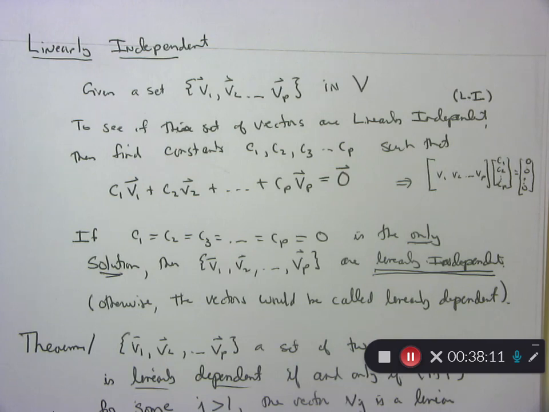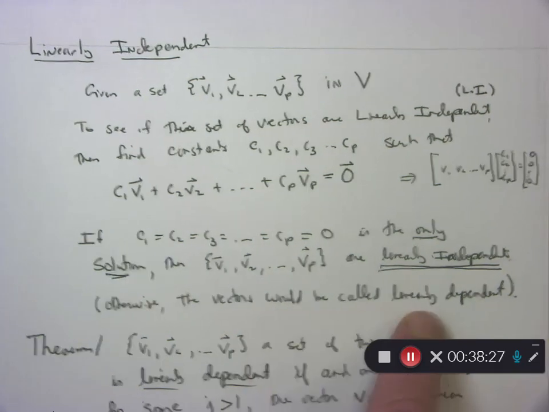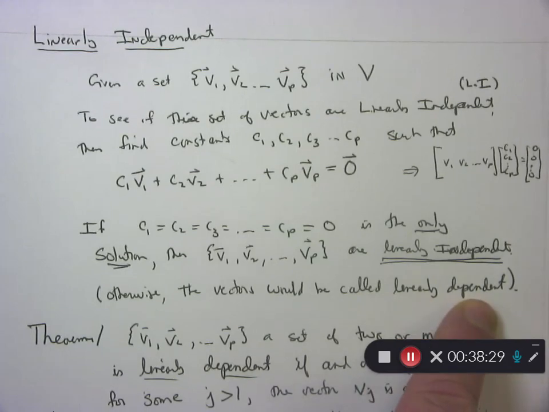If I get any other answer, which means free variables when I'm solving for this, then they're going to be linearly dependent. The only answer I can get is c1 equals c2 equals, they're all equal to 0. Otherwise, the vectors will be called linearly dependent.